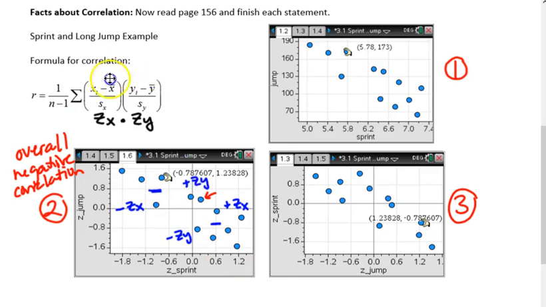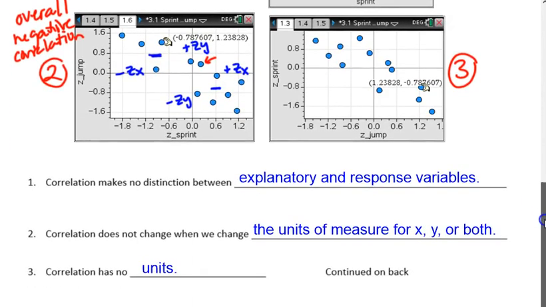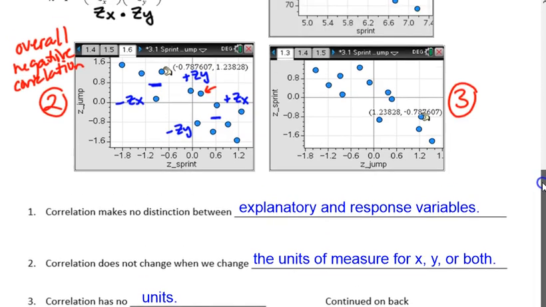Now because these are z-scores, this tells us some things about the data and about the correlation. So let's look at these characteristics of the correlation. First of all, it says correlation makes no distinction between explanatory and response variables. What that means is if I were to switch x and y on the axes, the correlation would not change.